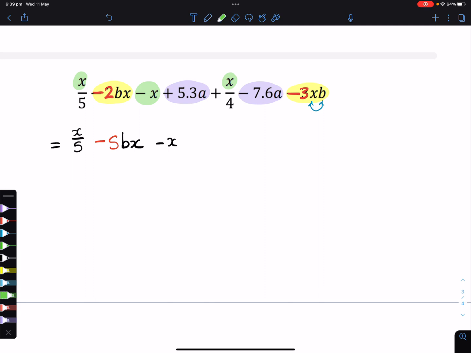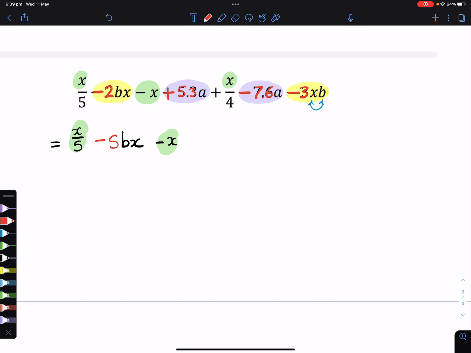I don't think I do anything with the green ones just yet. I will leave them alone for now. But I should be able to gather the purple ones together, so I just add the coefficients. So I add together positive 5.3, take away 7.6. That one's going to be a little bit tricky because I have to use my methods of subtracting with decimal numbers. So the usual process is 5.3 take away 7.6. It's going to be a bit difficult.